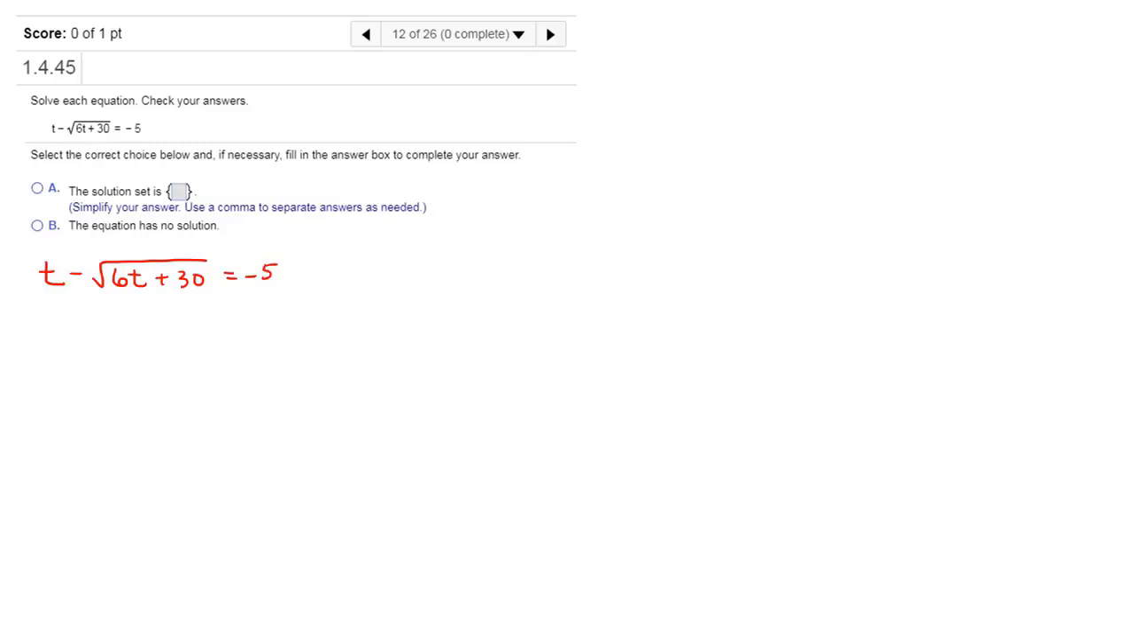So first things first, we've got to get this little square root right here all by itself on one side. That's it. So we're going to subtract the 7t. Subtract the 7t on this side. So you get a negative.